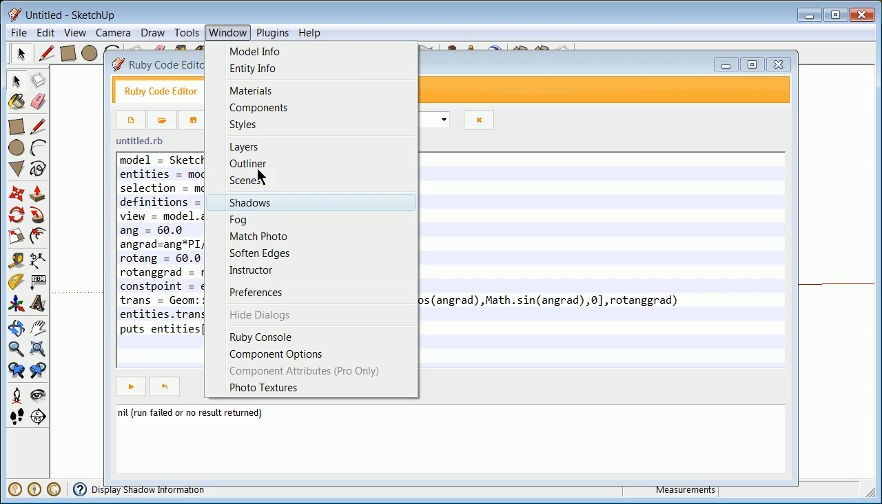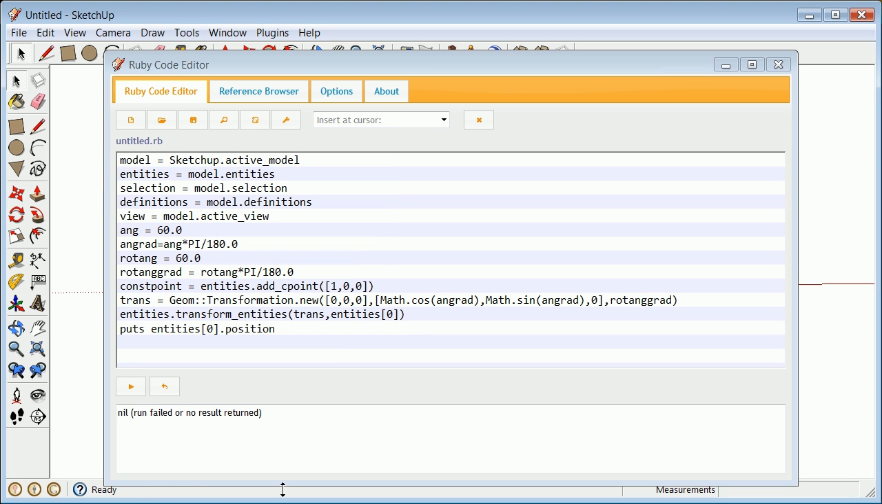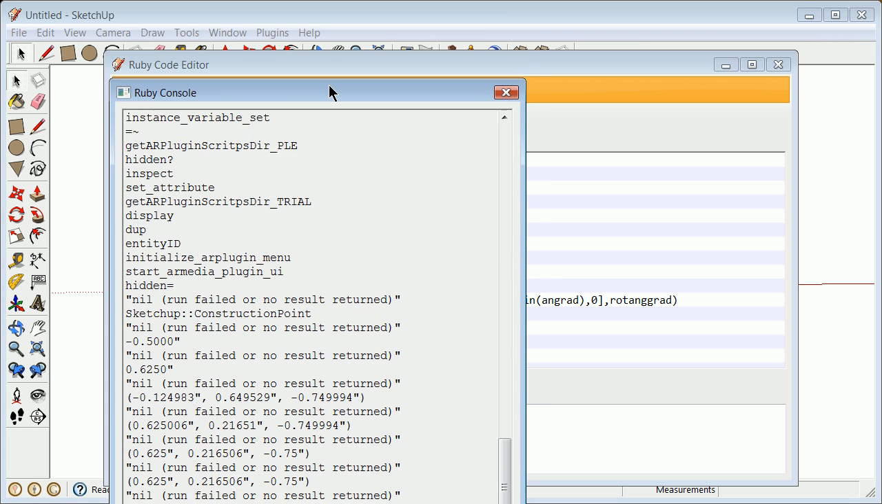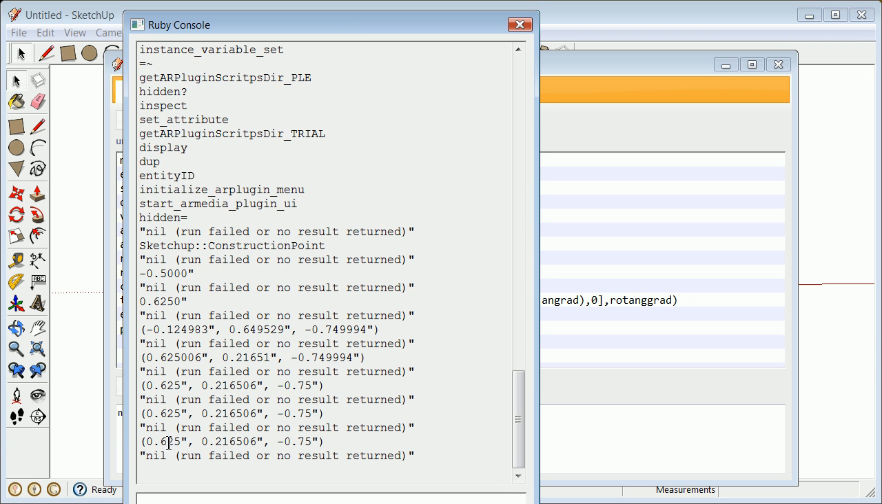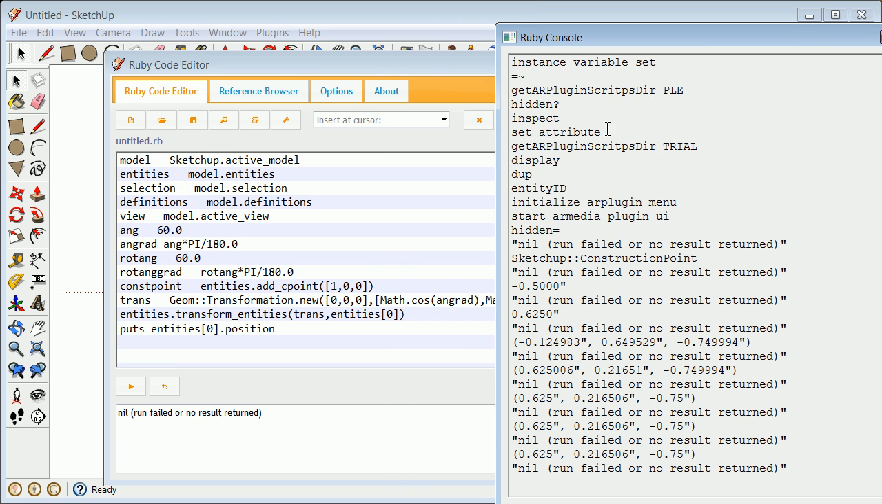I'm going to go ahead and bring up the Ruby console. Hopefully it's around. There it is. I'll bring it up through there, and you can see there's that 0.625, 0.216506, and minus 0.75, and take my word for it, that is what you get when you do this calculation by hand. What's beautiful about programming is that you might not want to do that.